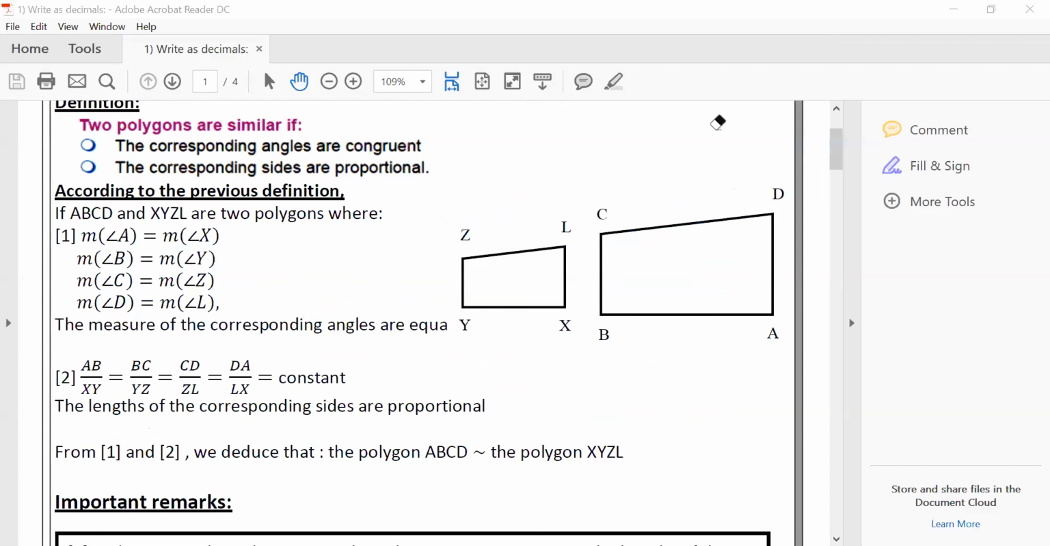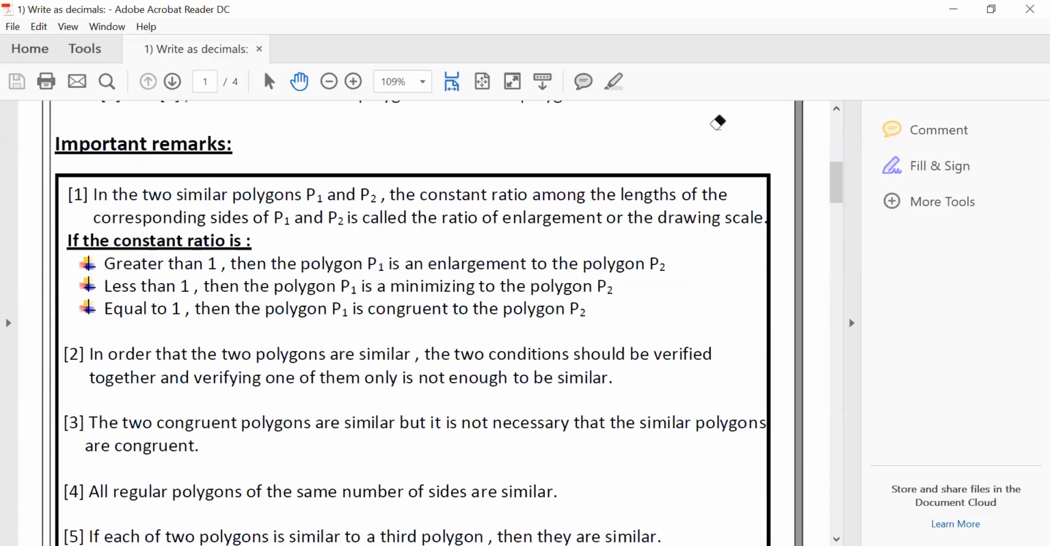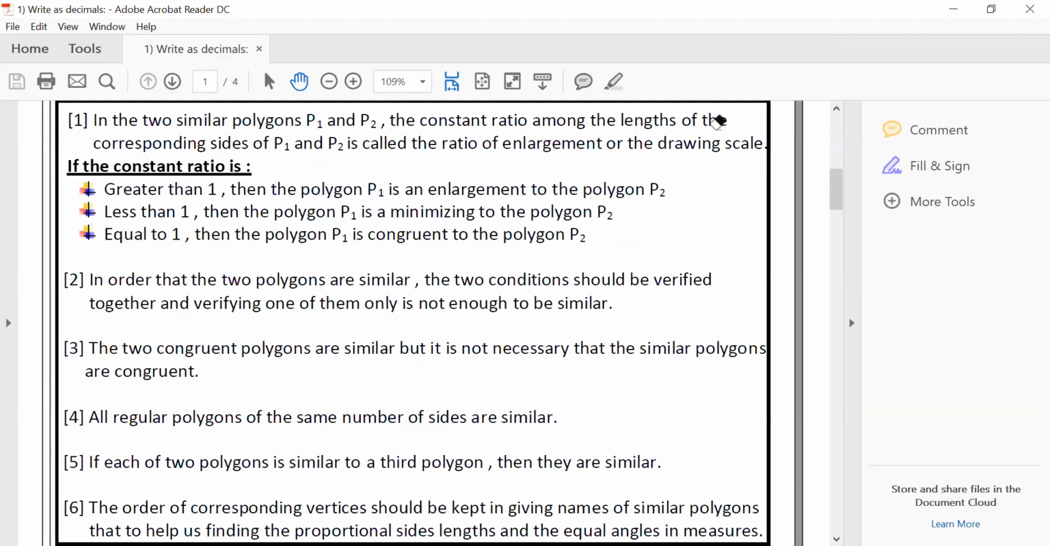So if the ratio of enlargement is greater than 1, there is an enlargement from polygon 2 to 1; less than 1, minimizing; and equal to 1, they are congruent. In order for the polygons to be similar, the two conditions should be verified; verifying only one of them is not enough to be similar.